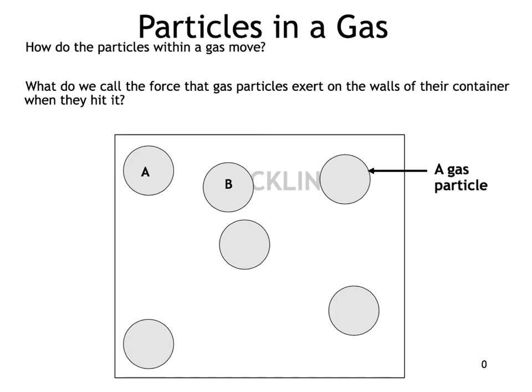So for gases, the way that gases move is they move in random straight lines. And as they move in random straight lines, they are inevitably going to collide with the walls of their container and also with each other. And when they collide with the walls of their container, they exert a force on the walls of the container, and the force that they create is called pressure.